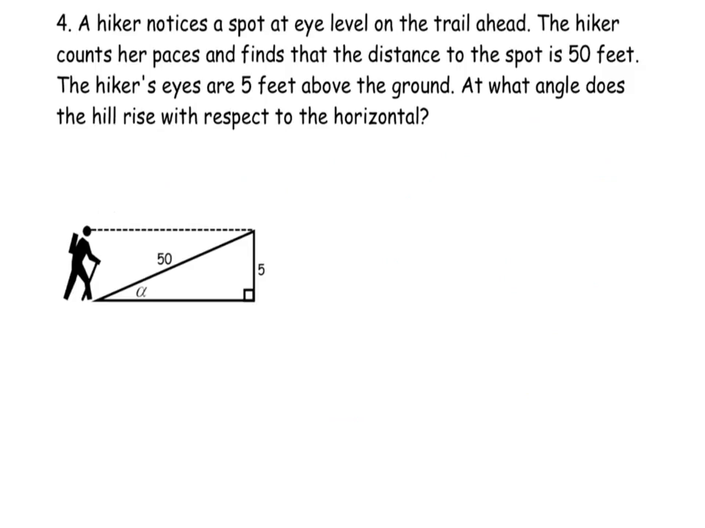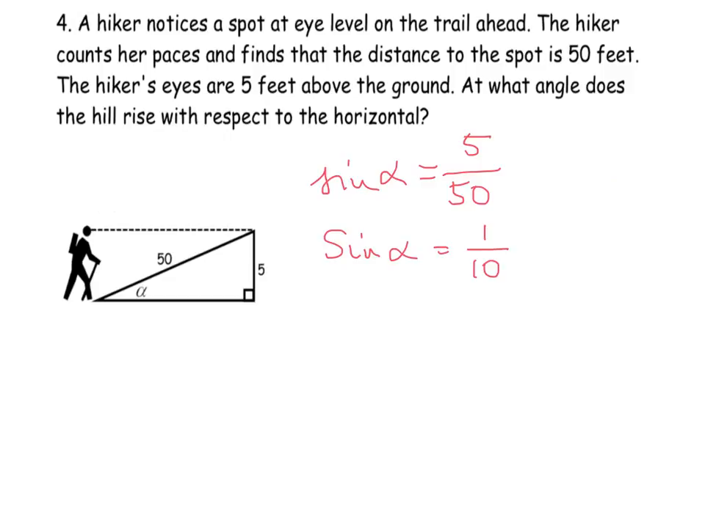In question number 4, we have a hiker who notices a spot at eye level on a trail ahead. The hiker counts her paces and finds that the distance to the spot is 50 feet. The hiker's eyes are 5 feet above ground. At what angle does the hill rise with respect to the horizontal? So again, I created a diagram already, and we need to use a trigonometric ratio, which will be sine of alpha, and that will equal 5 over 50. So if I reduce the fraction, the sine of alpha will equal 1/10.